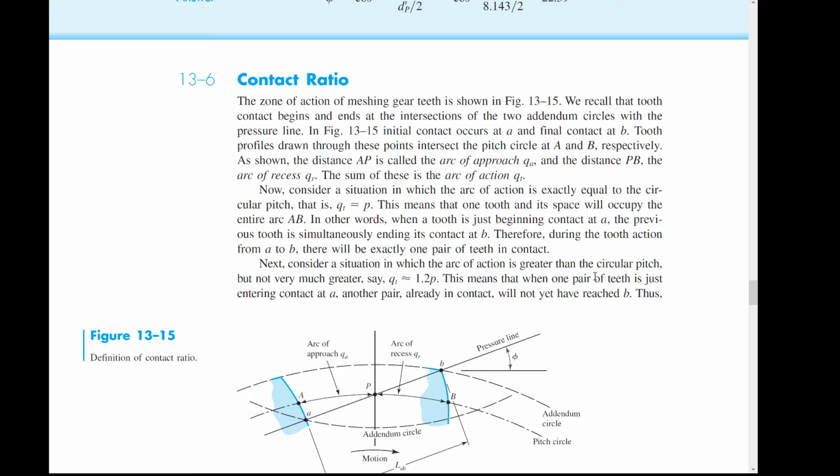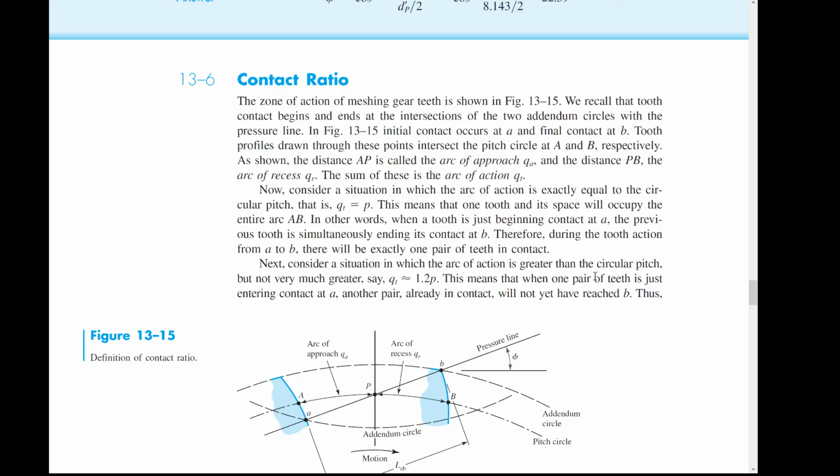Q sub a, that's question and answer in some circles. Arc of approach here though. Why is it Q? I don't know, whatever, it's Q. Arc of approach is now Q sub a. Got it? Done. And the distance PB', the arc of recess, Q sub r. So Q sub a is arc of approach, Q sub r is arc of recess. The sum of these is the arc of action Q sub t.